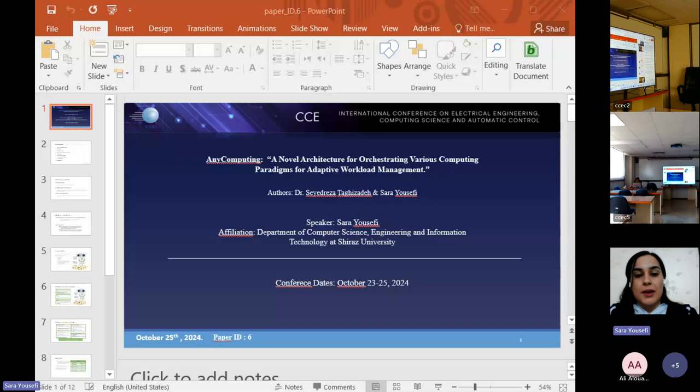This layer is a combination of various user premises devices.